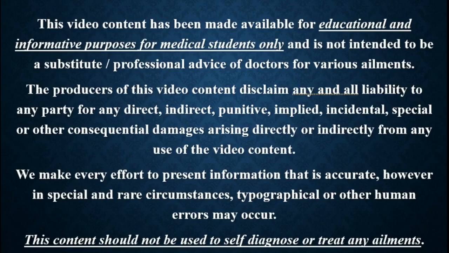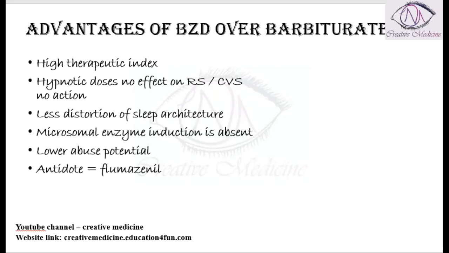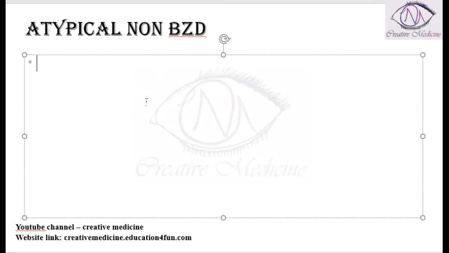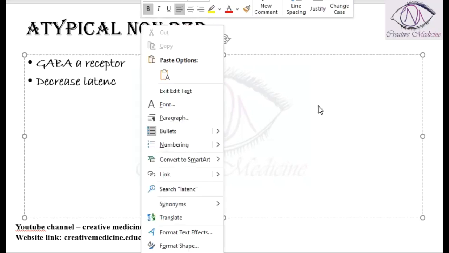In this lecture, we will learn about atypical benzodiazepines. Atypical benzodiazepines are zolpidem, zopiclone, and zaleplon. So these are atypical non-benzodiazepines. These will bind to the GABA A receptor, which contains the alpha subunit only, and they will enhance the membrane hyperpolarization. They all mainly decrease the latency of the sleep.